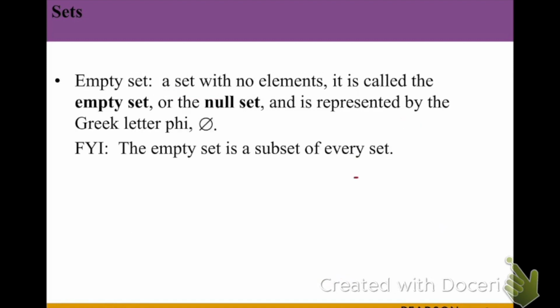The empty set is a set with no elements. It is called the empty set or the null set and is represented by the Greek letter phi. In this case, we represent that by the circle with the line through it. FYI, the empty set is a subset of every set, which means that since it contains really nothing, the empty set is contained in every possible set of numbers. One thing to also note here is that the empty set is not 0. 0 is a number. It is not nothing. So we have to keep in mind there is a difference between 0 and nothing.